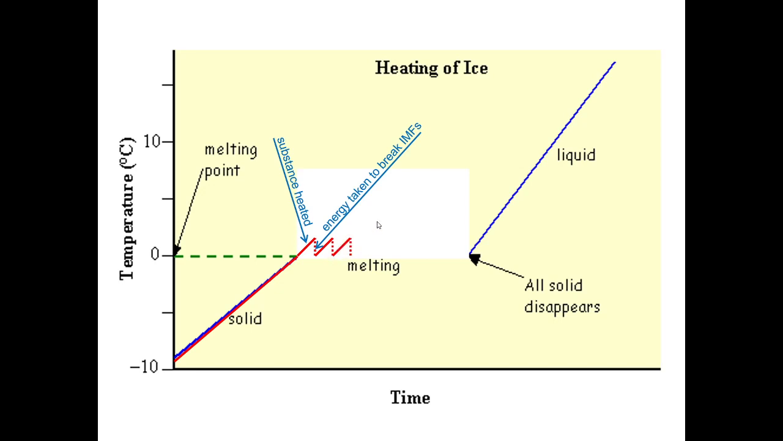You keep having this same process happening over and over again until you get to the point where all of the solid disappears. Now, the length of this plateau depends on how much solid you have and how fast you're heating it up. There are a bunch of things that could vary the length of this plateau, but it will continue until all of the solid disappears. At that point, the energy can be put into heating up that liquid.